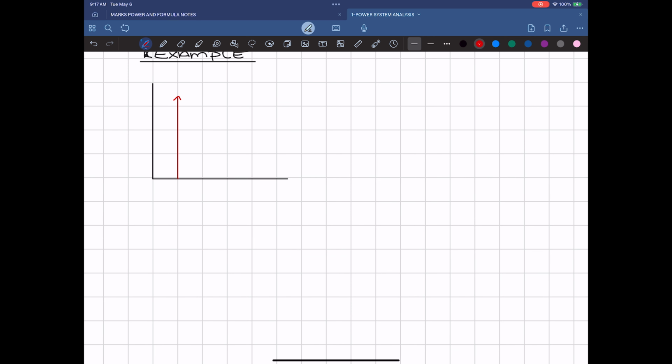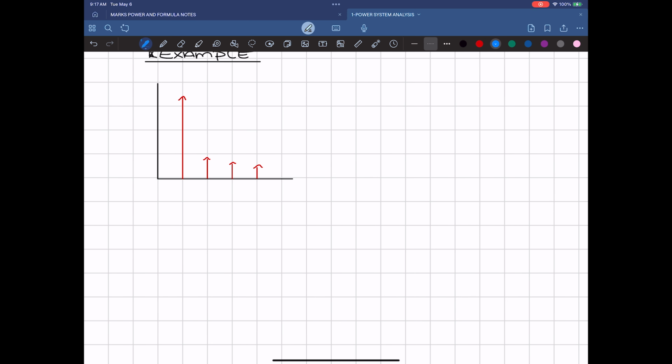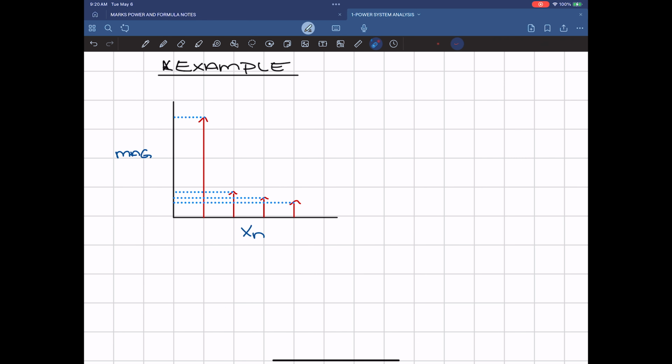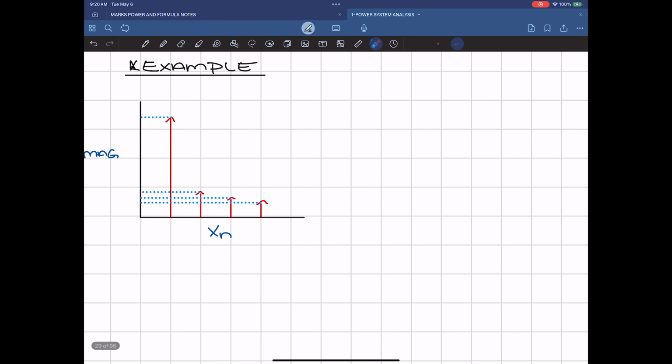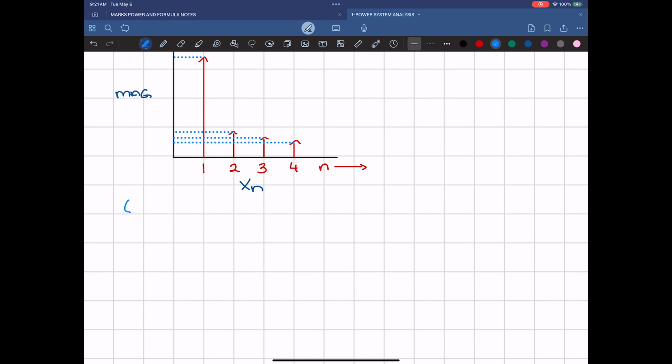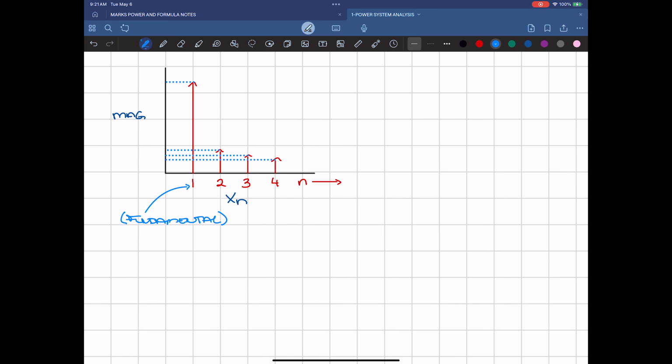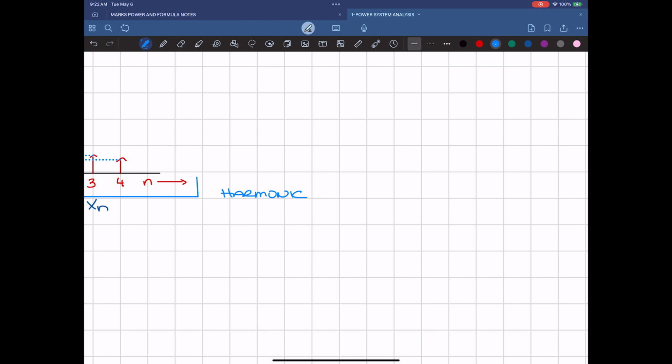So I'm going to show a couple of harmonics with arbitrary values alongside the fundamental harmonic. On the x-axis we have the harmonics, and on the y-axis we have the magnitude. The first harmonic is always the fundamental harmonic. Harmonics 2, 3, 4, n all the way down, those are the harmonic distortion.